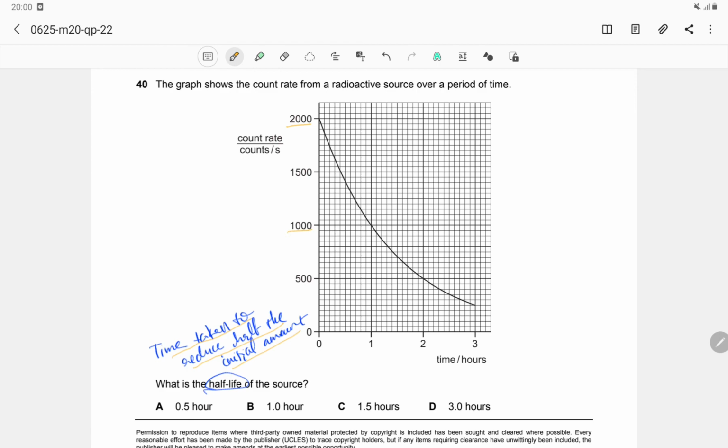Now we have to check how long it takes to reduce from 2000 to 1000. The time is given on the x-axis, so you can find it there. Let's check: 1000 is here, 2000 is this point. Now let's check the corresponding times. From 2000 to 1000, it takes 1 hour. That means 1 hour is the half-life, because it took 1 hour to go from 2000 to 1000. So that is nothing but the half-life. So the correct answer is option B.